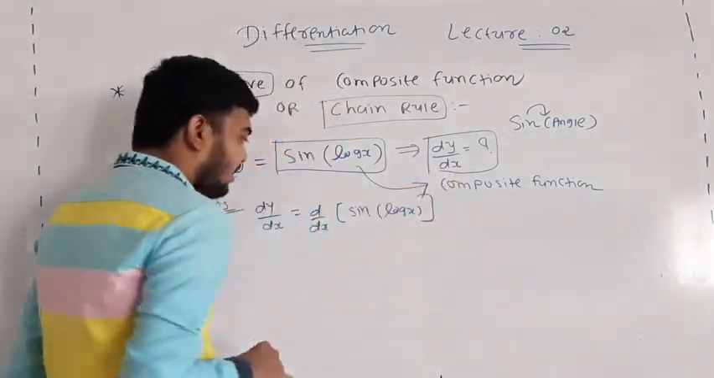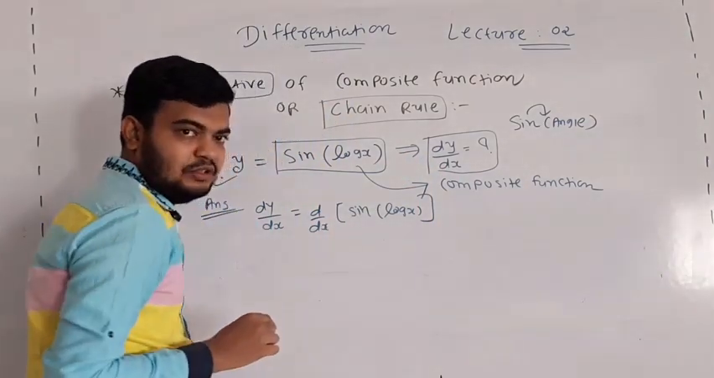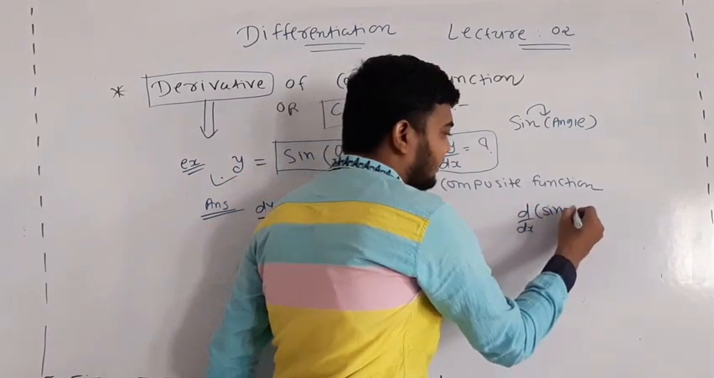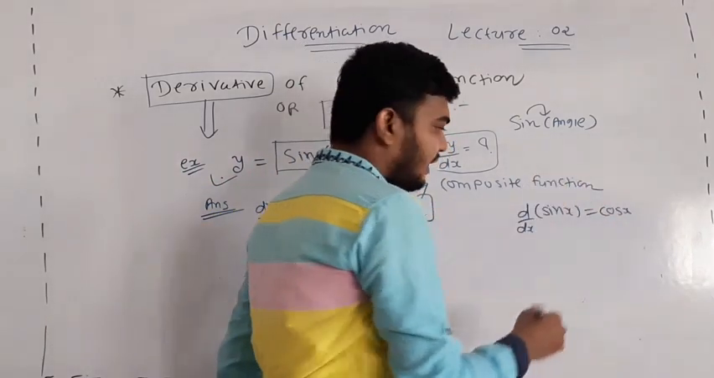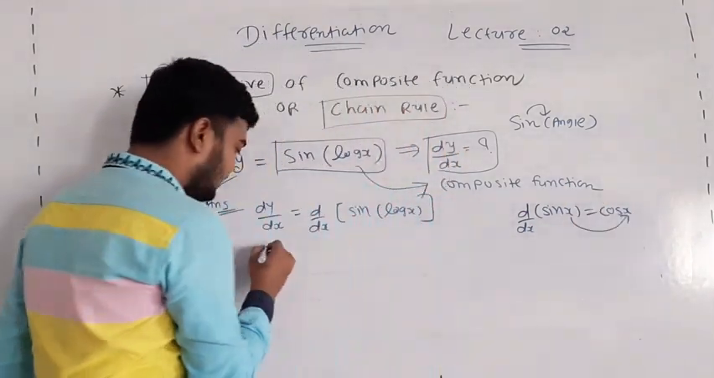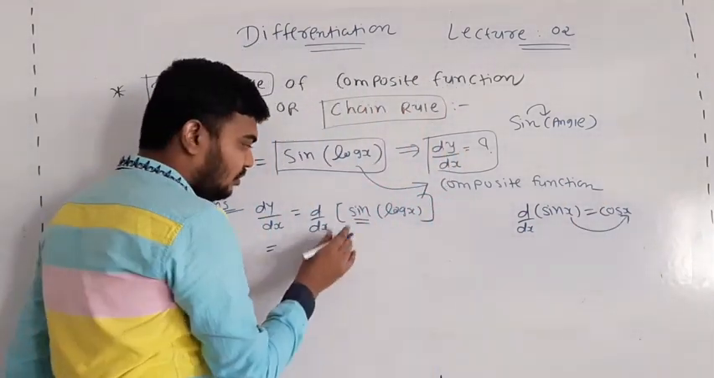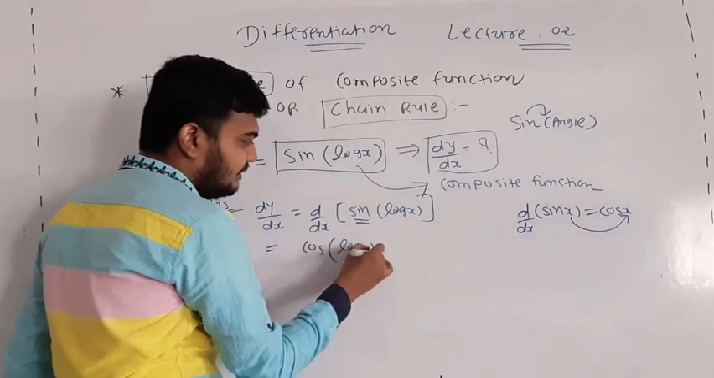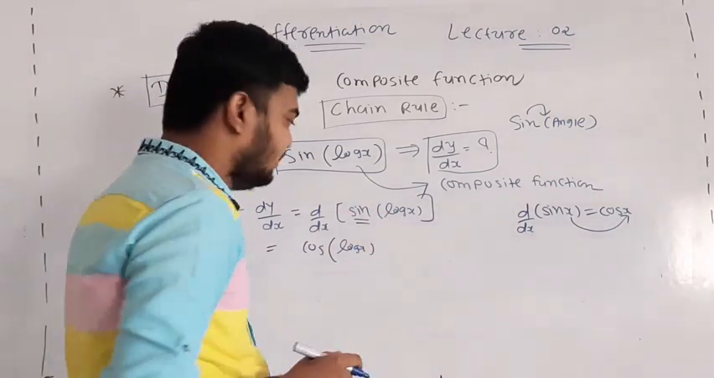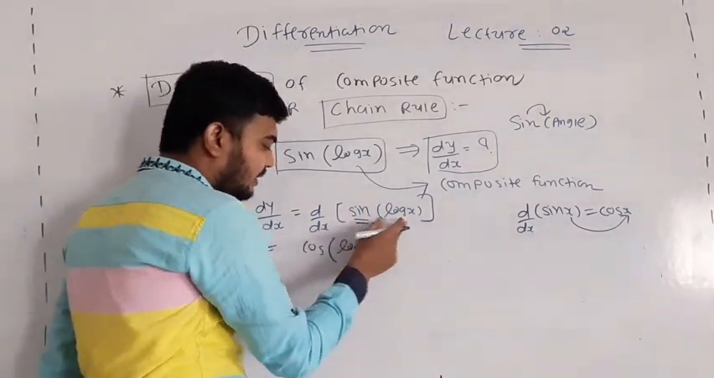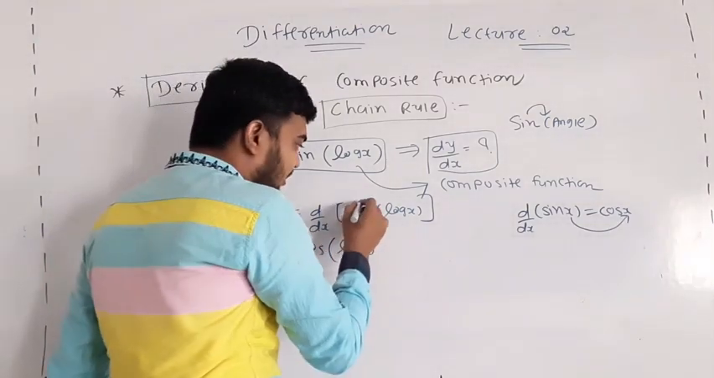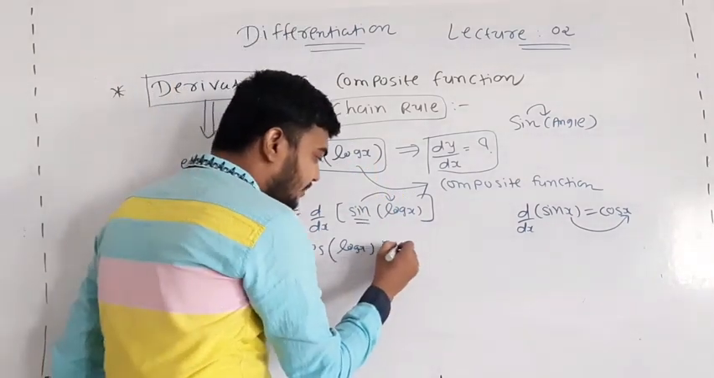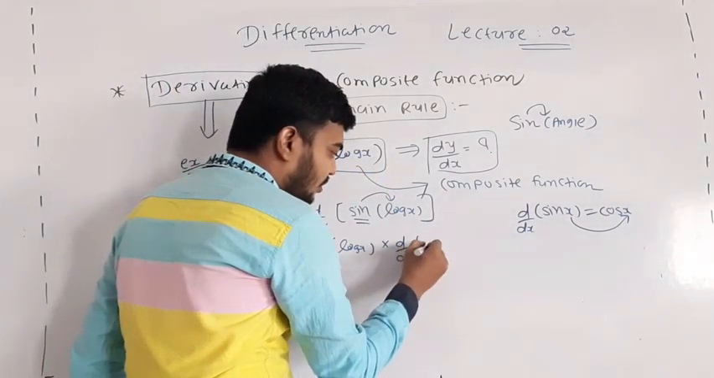Okay, so now the outermost function is sine. So we know that d by dx of sine x is equal to cos x. Okay, the angle is the same. So here the outermost function is sine. So the derivative of sine is, beta, cos of the same angle, because log x is at the place of the angle. So the derivative of sine of log x is cos of log x, but there is another function at the place of angle, then multiply by d by dx of log x.